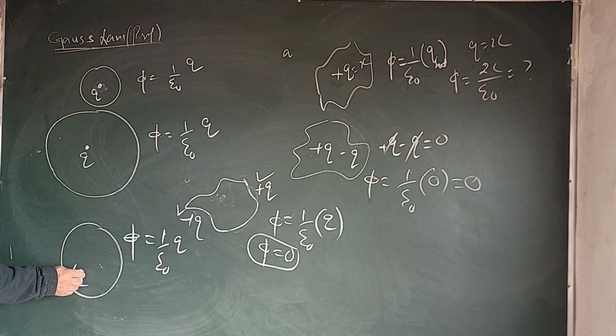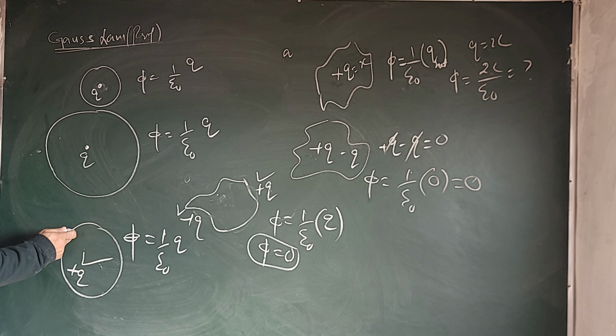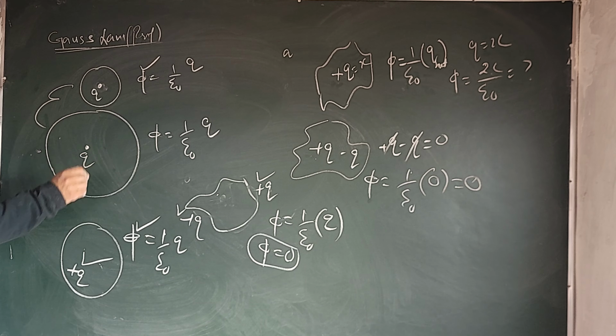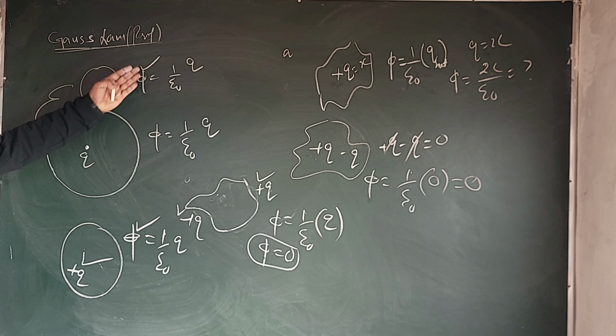It is also independent of the charge distribution. Closed system के अंदर charge distribution कैसी है? The flux is independent of that. Flux is also independent of the size of the object. यहाँ पे छोटा सर्कल था, यहाँ पे बड़ा सर्कल है. Flux same निकला.